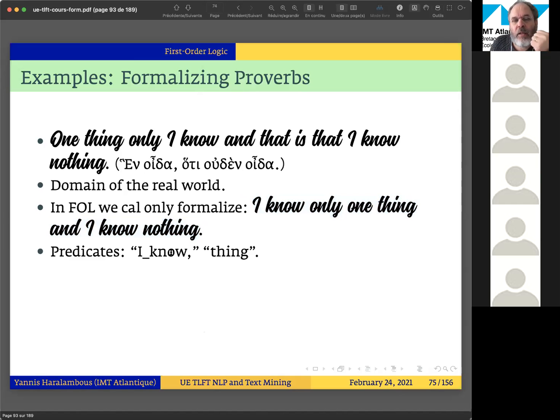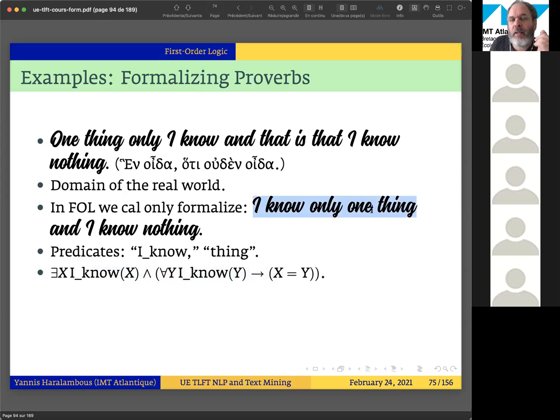I take predicates knowing and thing. The first sentence will be: there exists an x that I know, and for all y that I know, y is equal to x. So this is uniqueness. This is even a bit stronger than this sentence. This sentence says, I know only one thing. It doesn't say that this thing exists. I should have written, there is one thing I know and it's unique.